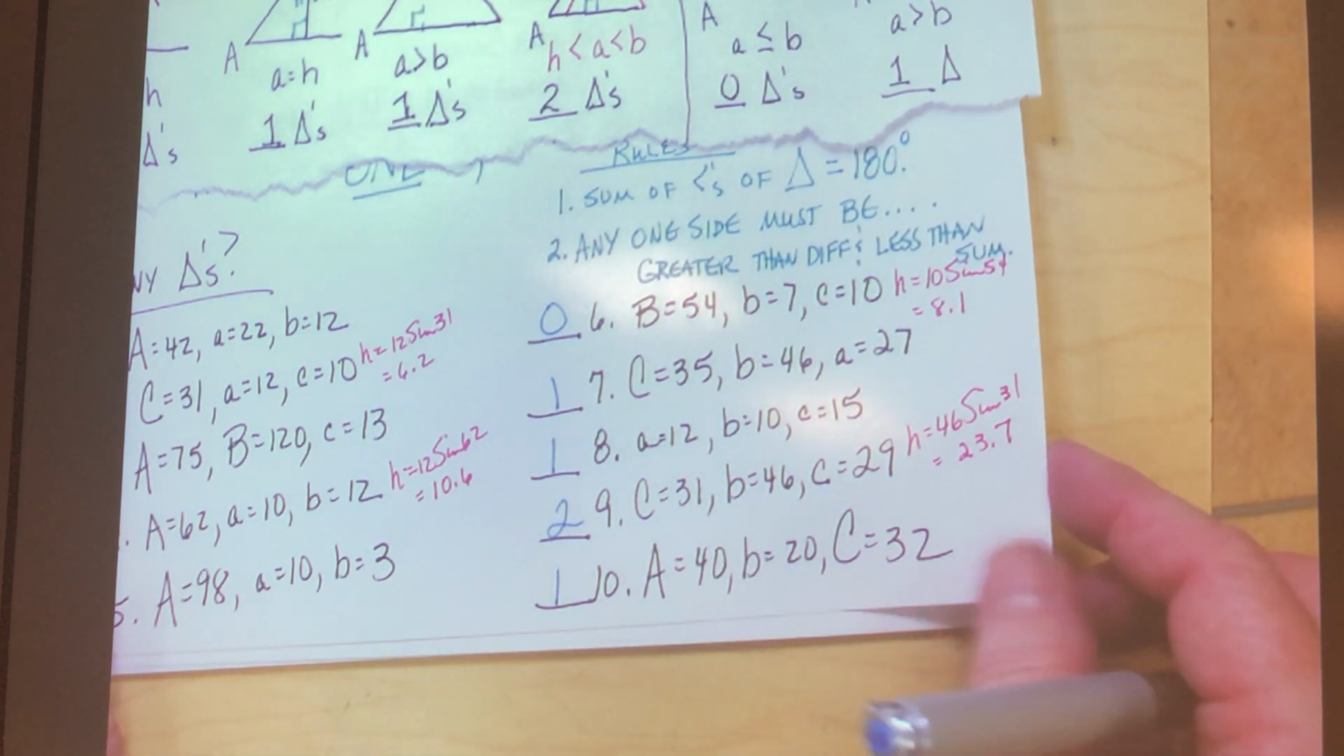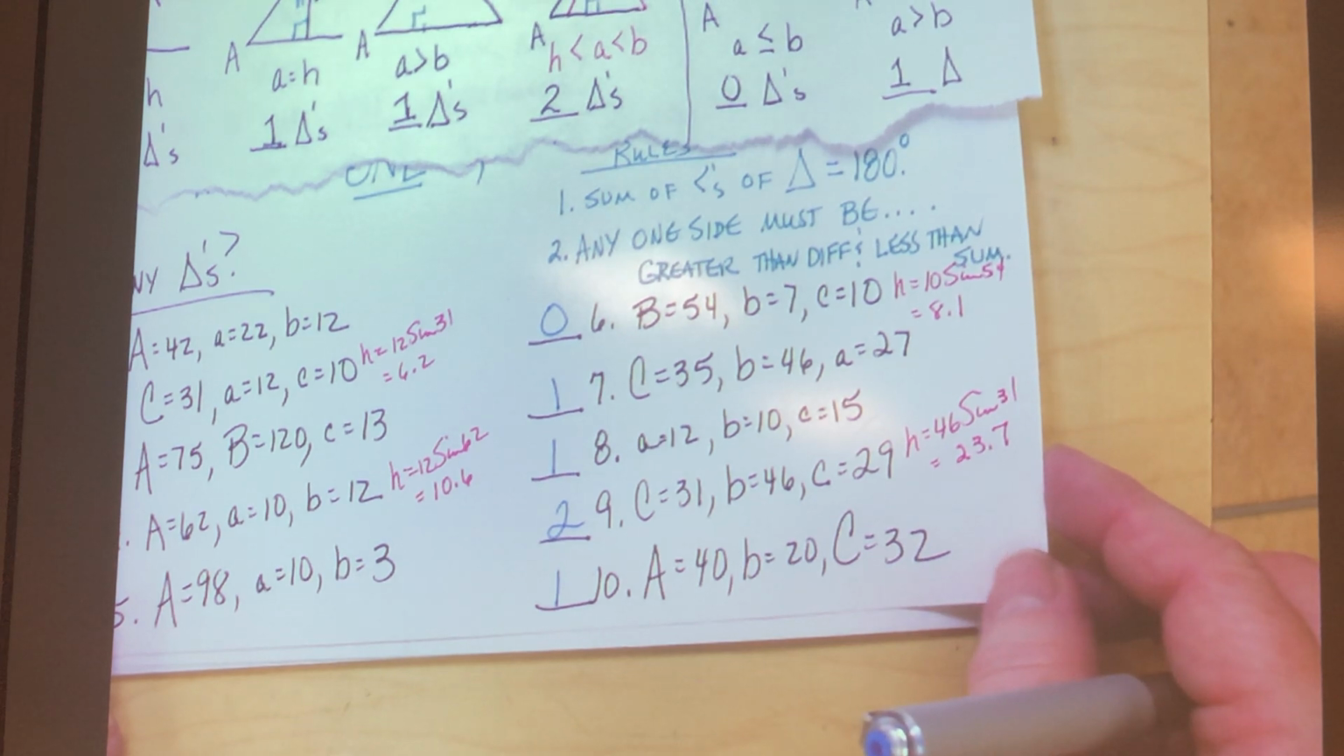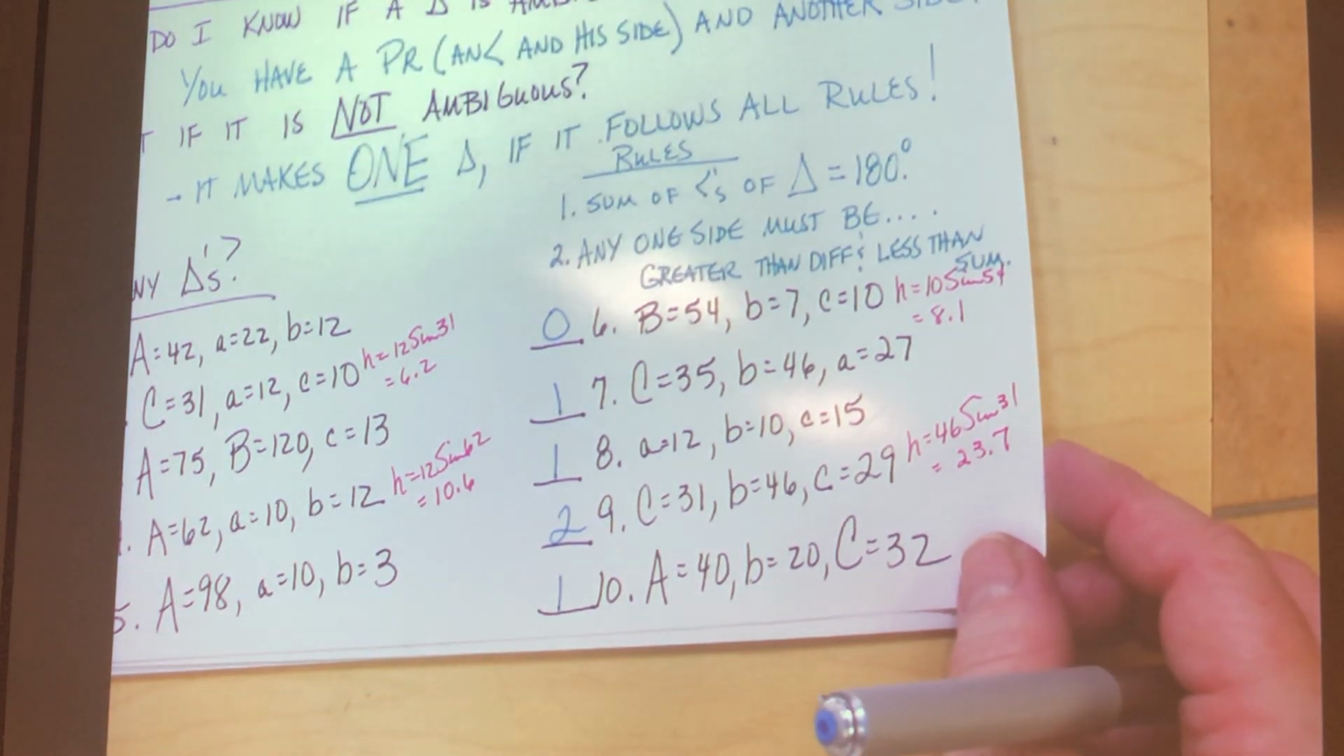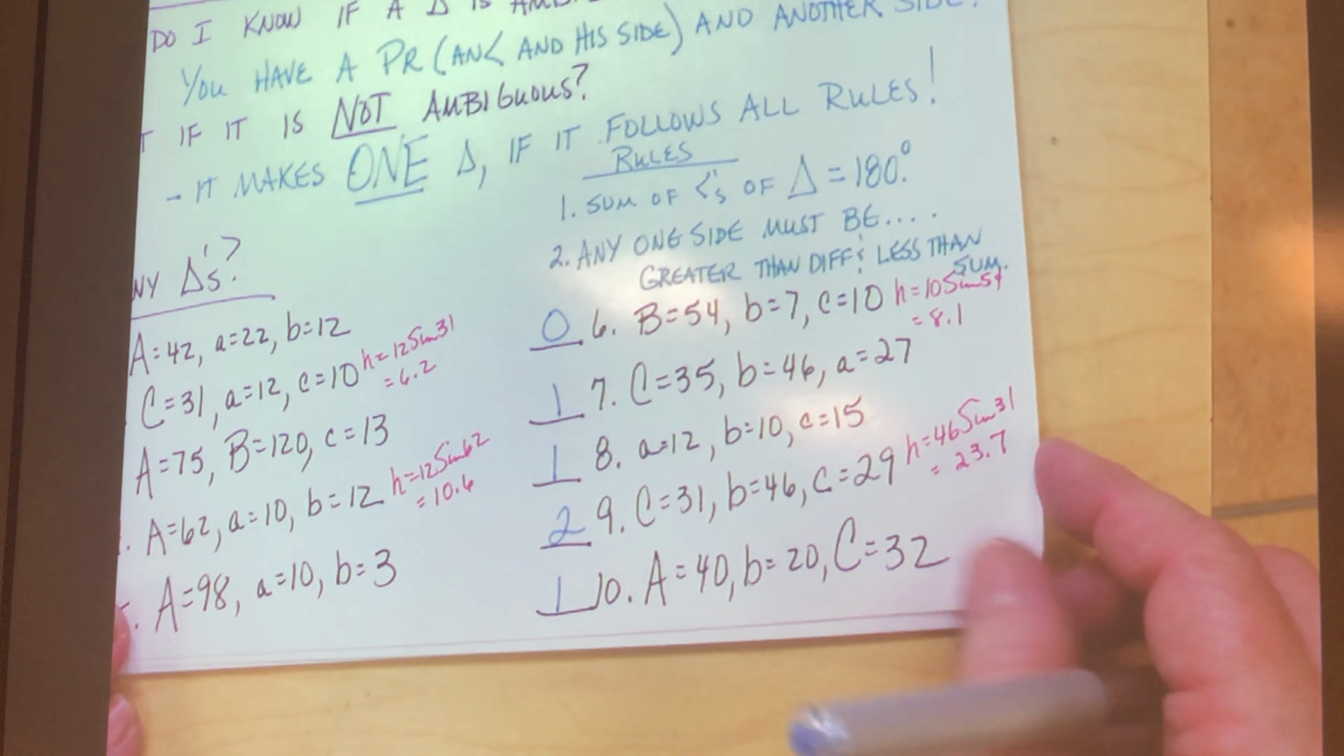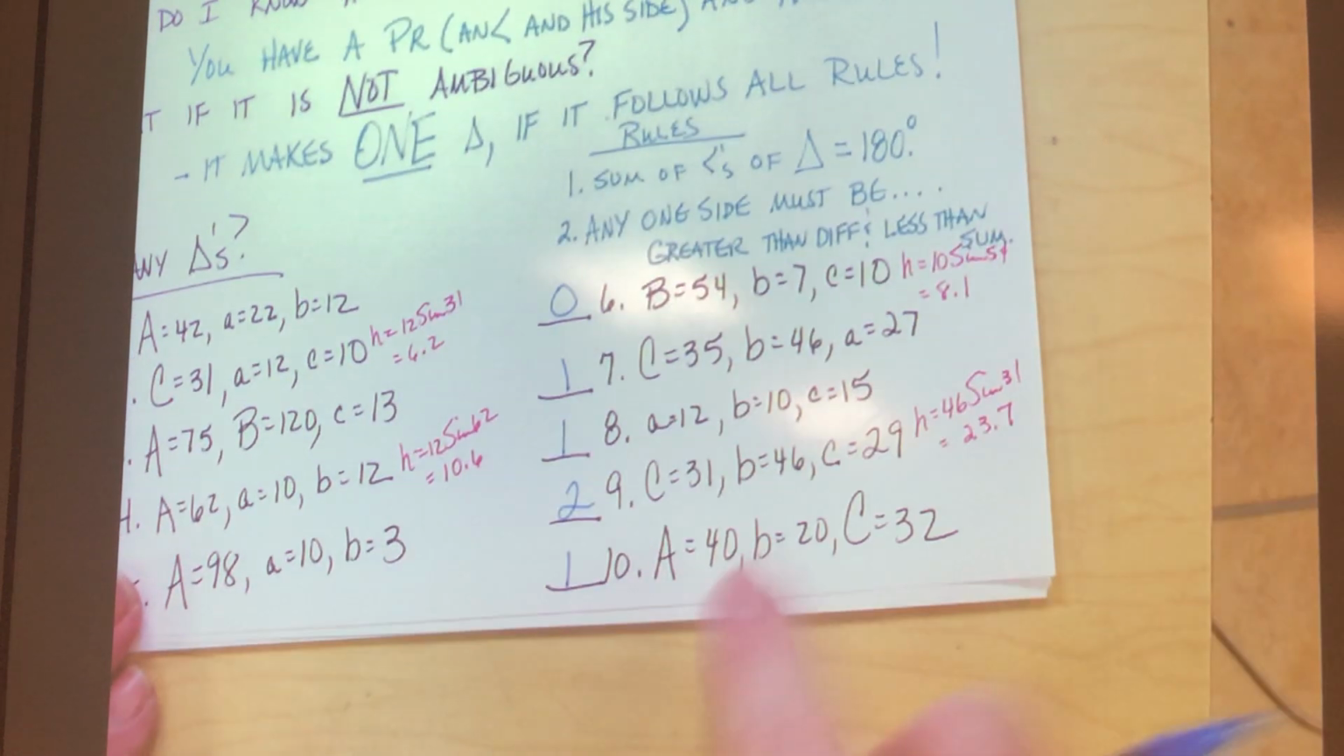Wait. So how do we know it doesn't break the other rule? Did these 2 angles bust 180? You have to have 3 sides, so you're never gonna have all the angles. If two of them bust 180, you know you're out.